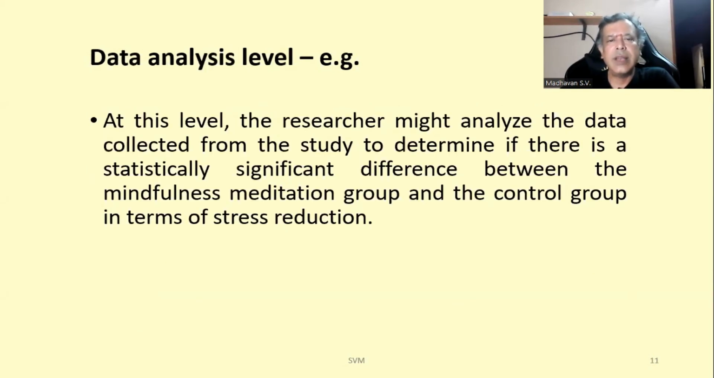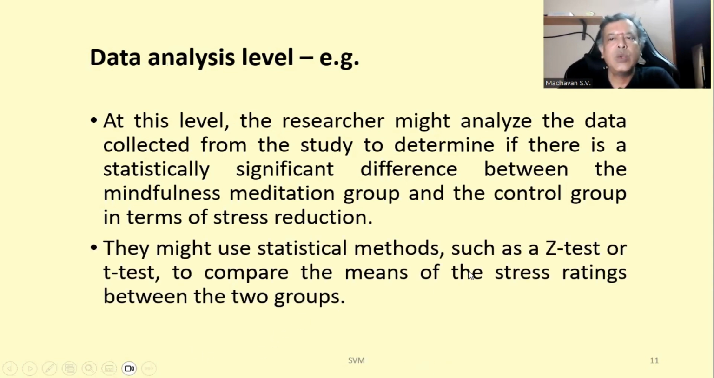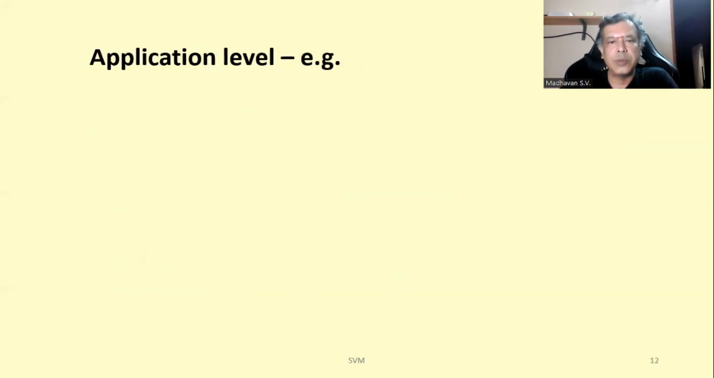In the data analysis level, we take the data we collected in the previous level and do an analysis to see whether there is any significant difference between the means of the mindfulness meditation group and the control group in terms of stress reduction. So we may use statistical methodologies, the testing of significance or testing of hypotheses, like the Z-test or T-test, to compare the means of the stress ratings between the two different groups.